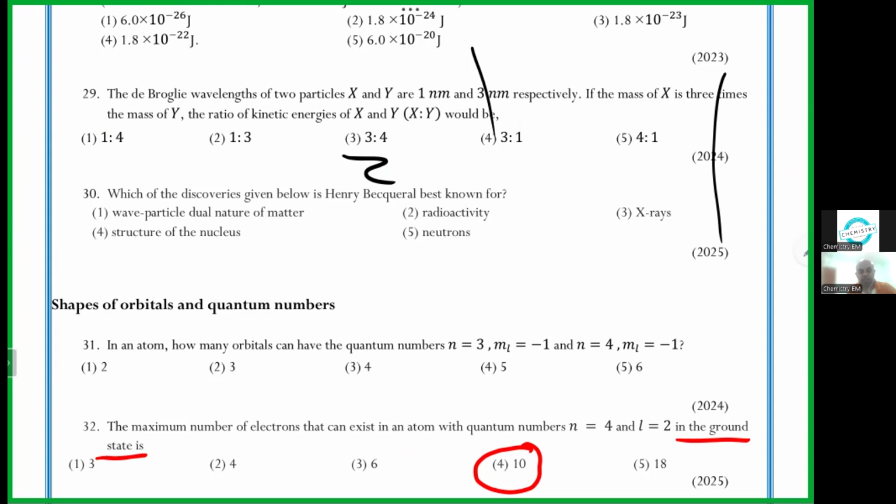You have to remember this. So the answer is the second one, Henry Becquerel, radioactivity, not the X-rays. X-rays are Rontgen. Henry Becquerel, radioactivity, right? Okay.